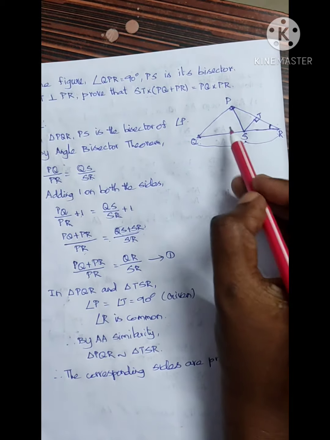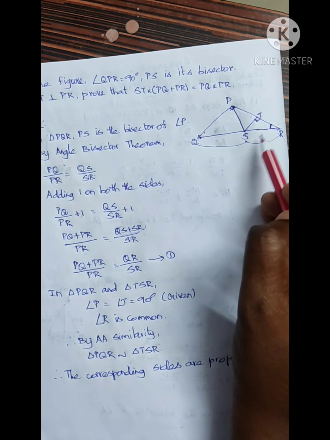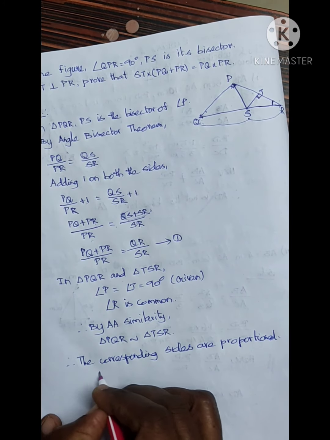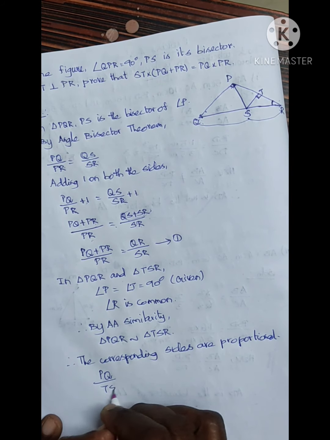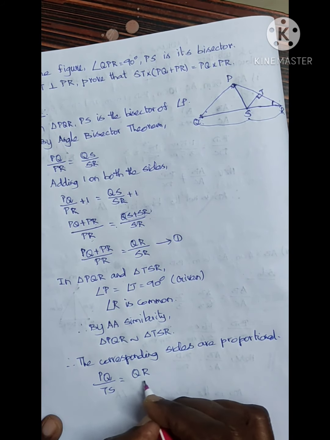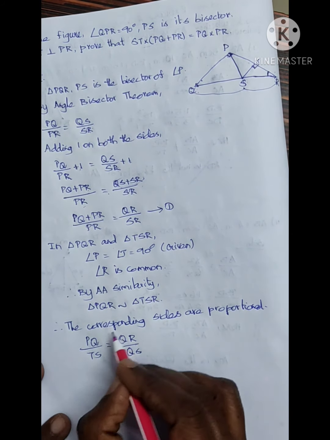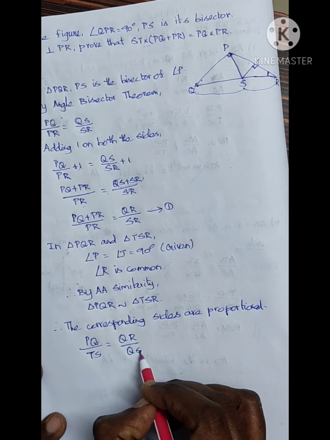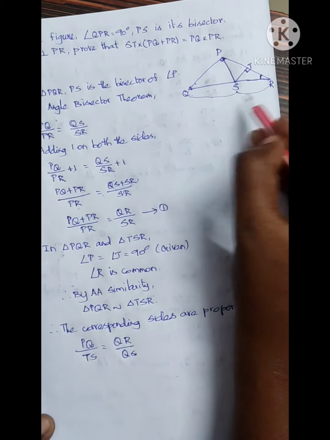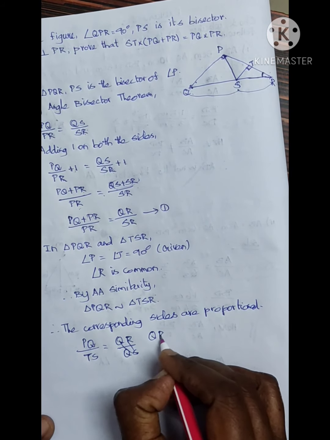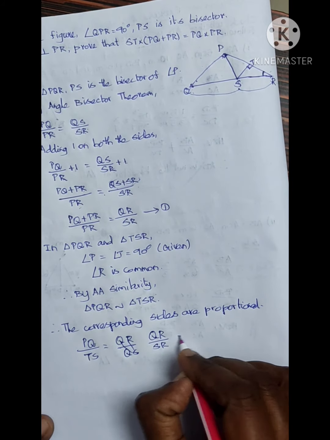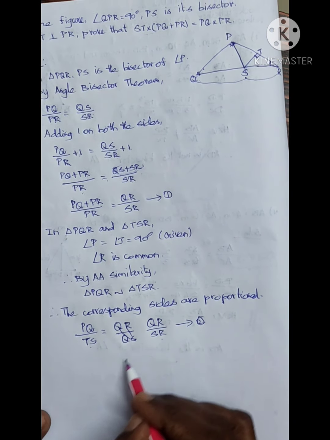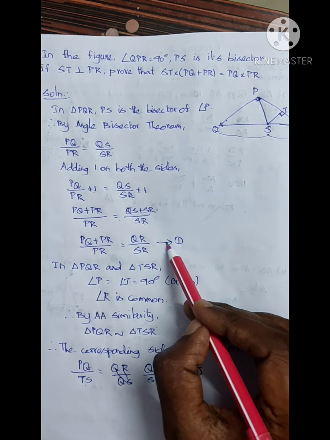So, we can write PQ by TS equal to QR by SR. Sorry children, QR by SR. So, let us take this as 2. PQ by TS equal to QR by SR. Now, we are going to compare 1 and 2.